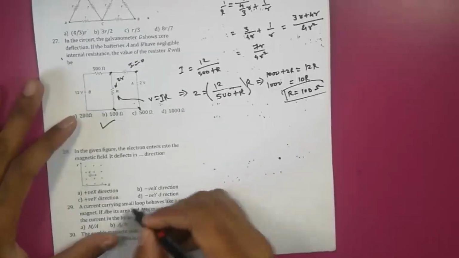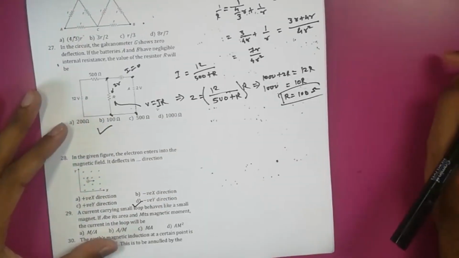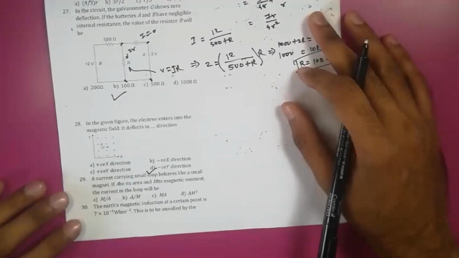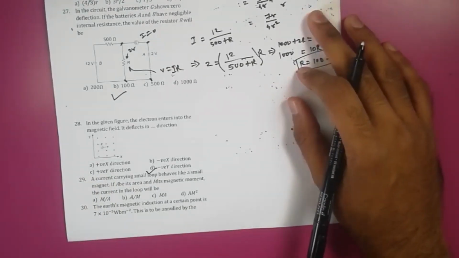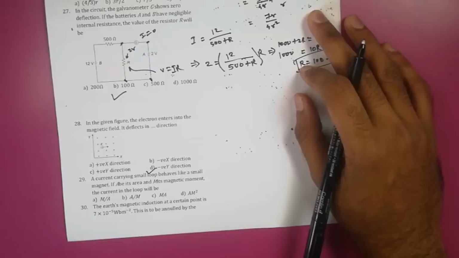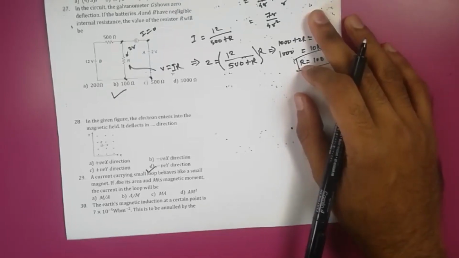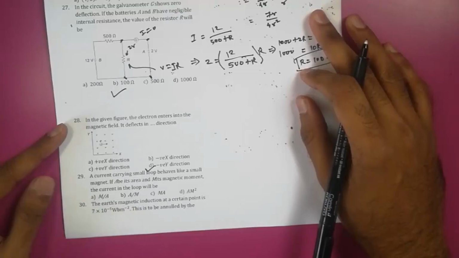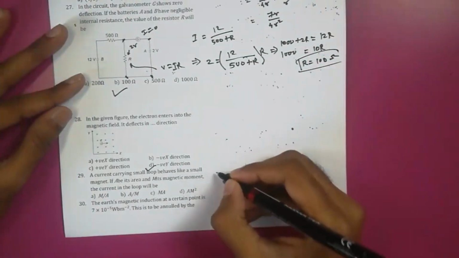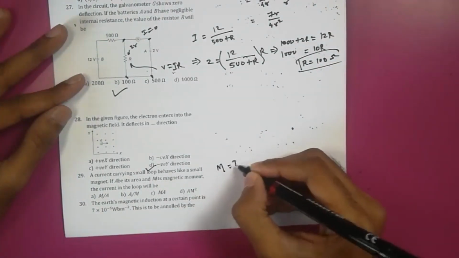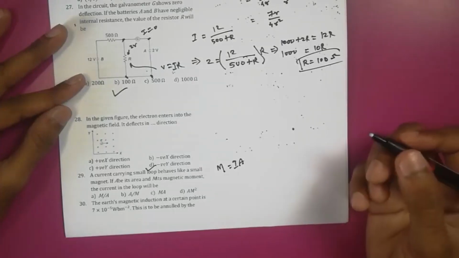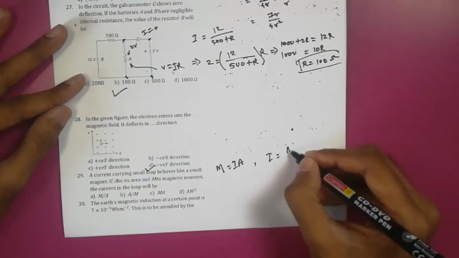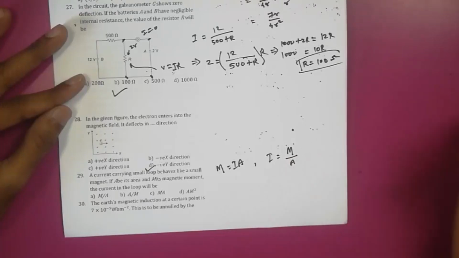Okay. Now, next question is, a current carrying small loop behaves like a small magnet. If A is its area and M its magnetic moment, the current in the loop will be. So we already know that magnetic moment is given by current into area. If you know this formula, we need to find the current. That means current is equal to magnetic moment upon area.